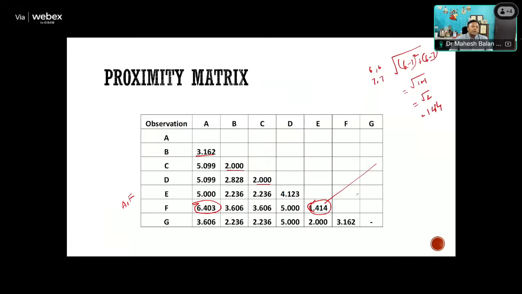So I myself took a deep dive into the data, looked at all possible differences, then concluded E and F could be similar, A and F could be farther. So both are two different schools of thought, and that's what I mean by two different types of learning, right? So this is another example.